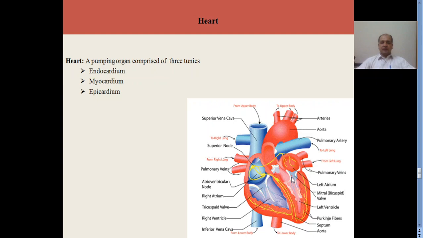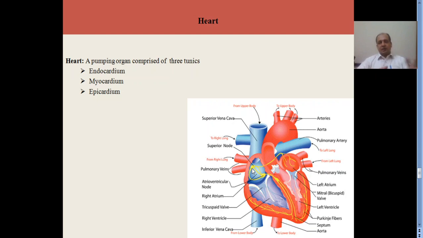When this blood reaches the left ventricle, the contraction of the left ventricle occurs, which causes the blood to be transported through the aorta to all parts of the body, the upper part and the lower parts of the body.